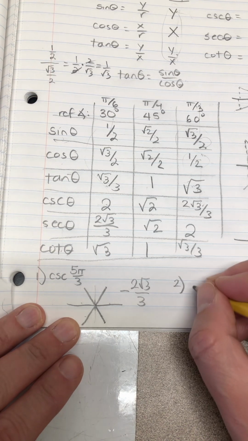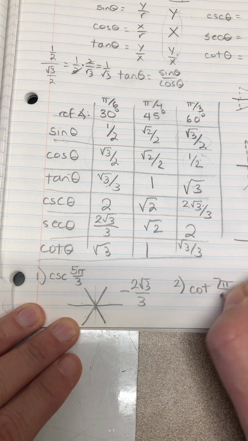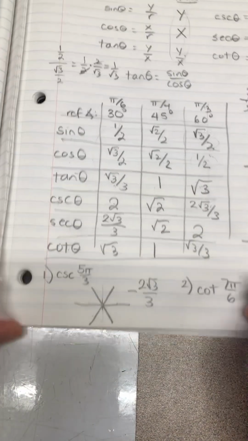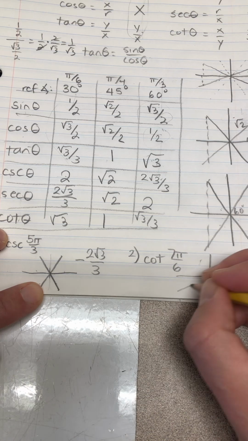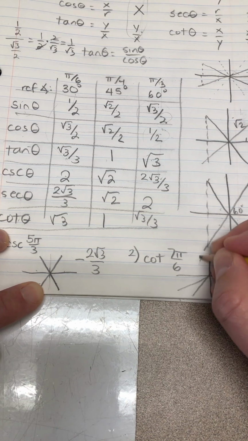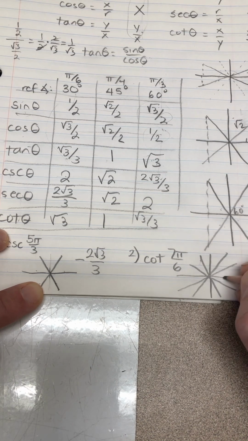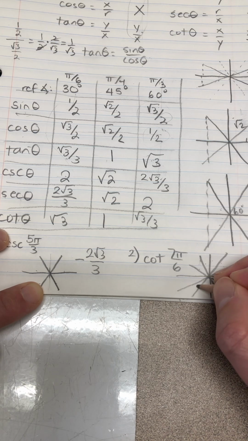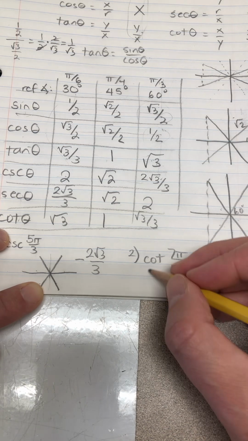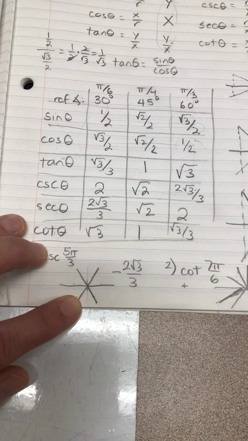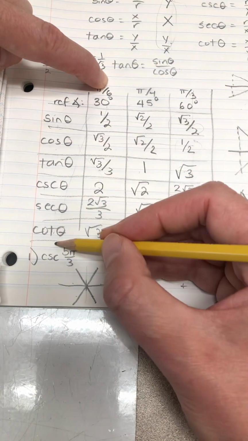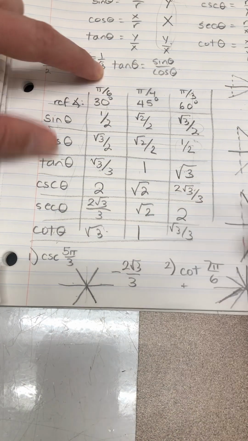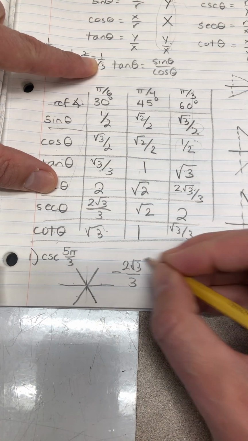Let's do another one. What if I want to do cotangent of 7 pi over 6? Okay, well, 7 pi over 6, let's figure out where that is. Okay, the over 6 has these kinds of sprouts. 0, 1, 2, 3, 4, 5, 6, 7. We're in quadrant 3. Cotangent is positive in quadrant 3. It's an over 6, so let me go to the over 6 column. Cotangent, we're positive root 3. Boom, done. I don't have to do anything else.